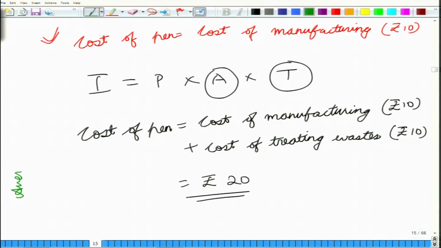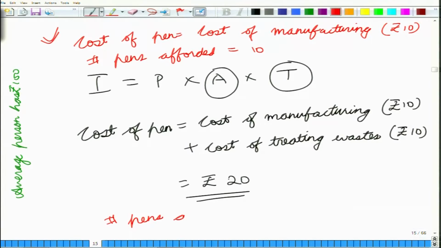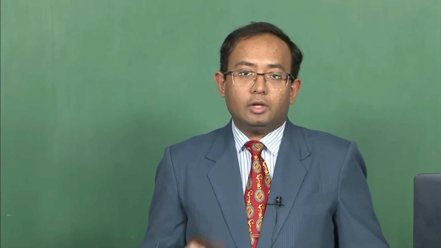Now, in this case, let us say that the average person in your society has 100 rupees. In the first case, the number of pens that get afforded by the person becomes 10, and in this case the number of pens afforded by the person becomes only 5, because 100 divided by 20 is only 5. So, here what we are discussing is how much amount of resources do we put into affluence and how much amount of resources do we put into the environment.